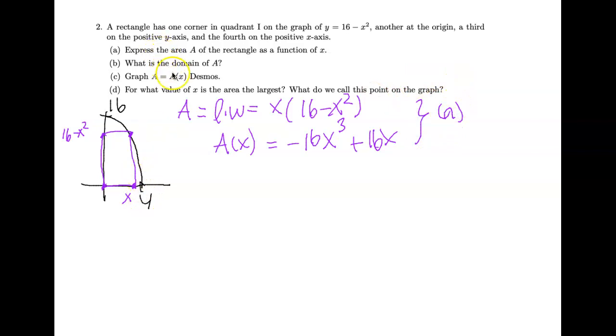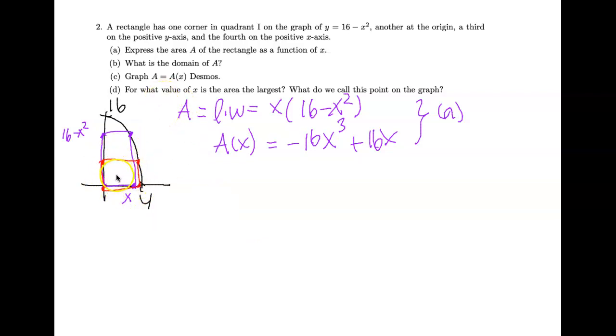Okay, so for part B, we want to find the domain of this function. When we look at this function, we already know that the domain of this is going to be all real numbers. It's a polynomial. But in the context of this real world problem, we want to look at the graph and see that for this rectangle, another option that we have is that we can have the point on the curve be right here. We still have the origin, a point on the positive y-axis, and then here it would be on the positive x-axis. This forms another rectangle.